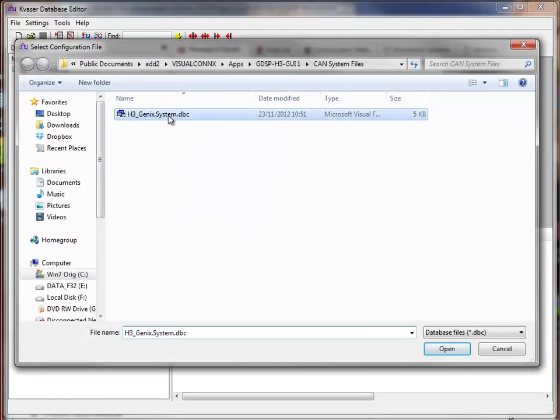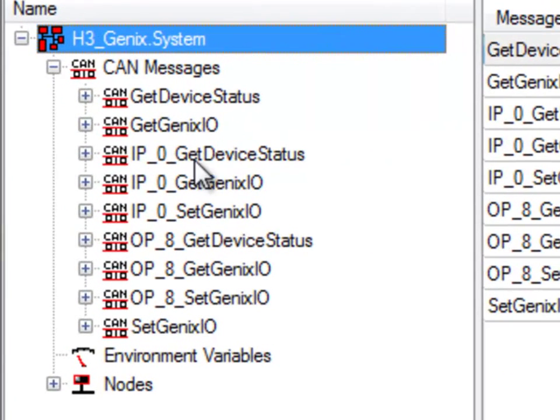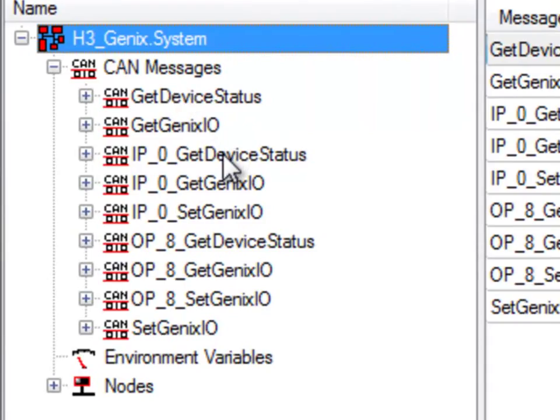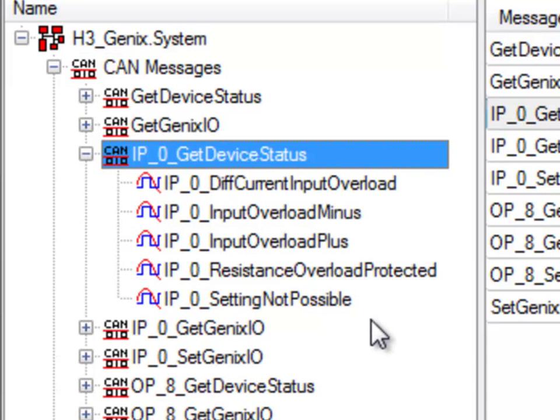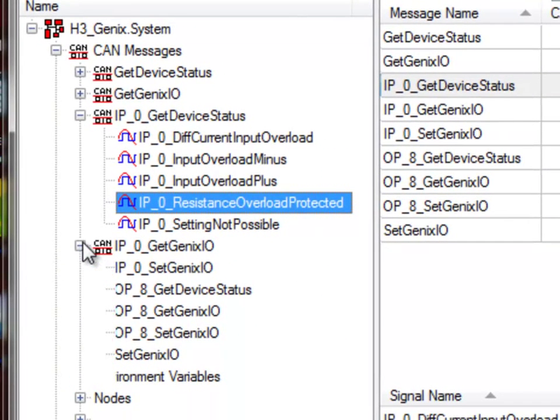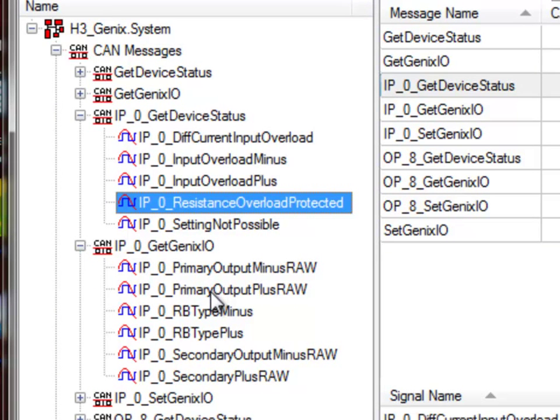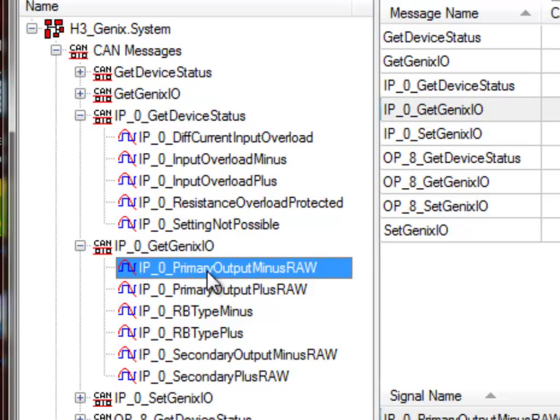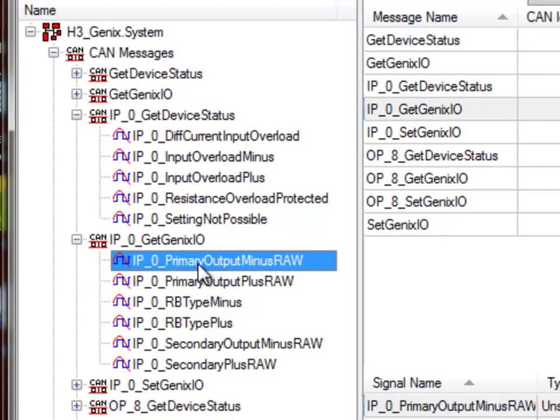So let's open the database that we generated, and if we expand down the left hand side, you can see that the messages included are relatively simple. We have a get device status message that tells us if we're having any input overloads, any resistance protection, and so on. And also the primary plus and minus, secondary plus and minus, and readback type signals that I mentioned on the user interface earlier. So you can see that the names used are sensibly named to match the pod and the channel number. So IP is input, 0 is channel 0, and if we were to connect these signals using a real-time target, then every 100 milliseconds in our example from earlier, we would be receiving that data.